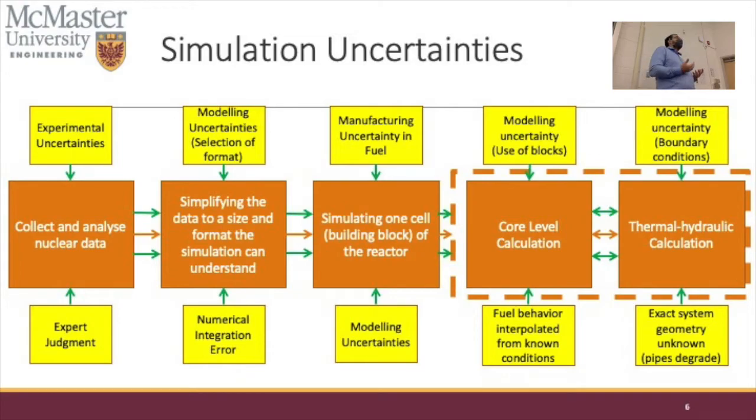We may have uncertainties that arise from, for example, our simplified approach of modeling the reactor as a series of building blocks stacked on top of each other. Finally, we may have some uncertainties that arise from our imperfect knowledge of conditions, or we may have some uncertainties that we just can't possibly know, like if the condition of the pipes have started to degrade over time.